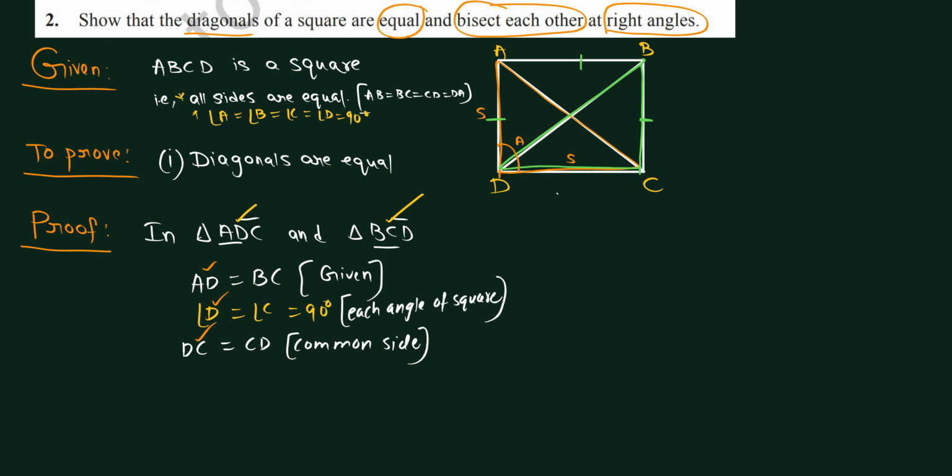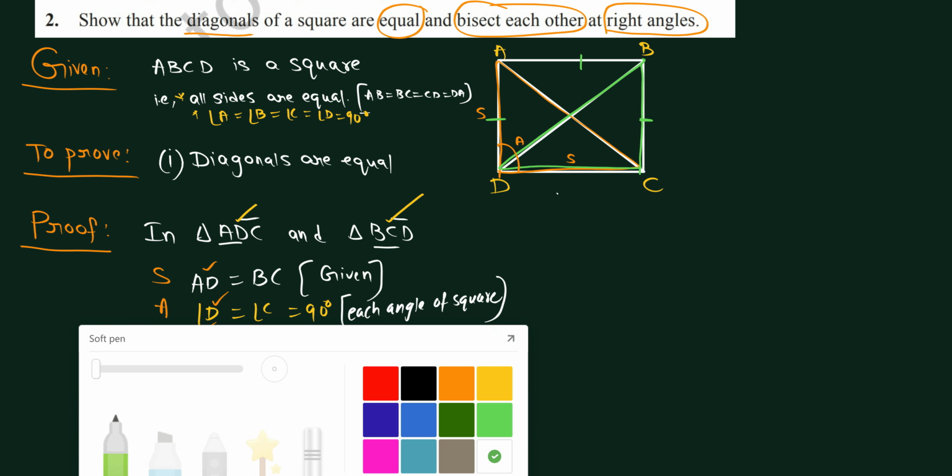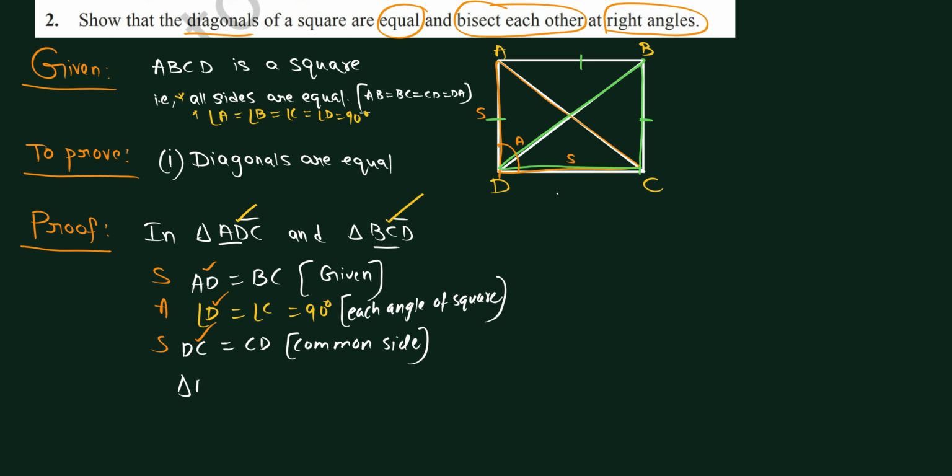Now here one side is there, one angle, one side. Now you see in the figure, the angle is included between the two sides or not? You check. Yes, it is there. So now you write here triangle ADC is congruent with triangle BCD by SAS congruence rule. These two triangles are congruent.